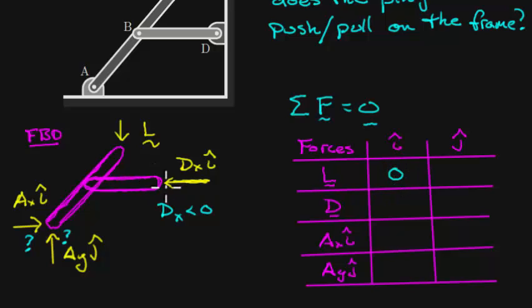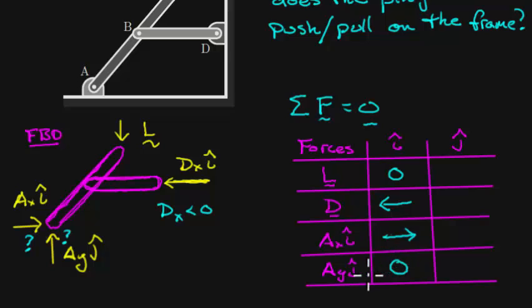D does have a horizontal piece. It is to the left, right? We've determined that already from that previous part of our analysis, looking at the moment equilibrium condition about point A. So D we know is to the left. AX, again, this had a question mark on it, so we don't know whether it goes to the left or to the right. That's part of what we need to determine. But I've drawn it to the right, so let me just put it to the right here. And then AY, that's perfectly vertical, so that goes to 0.